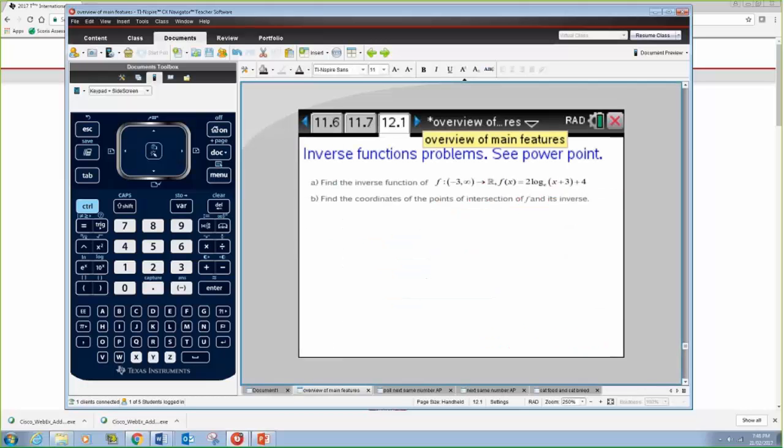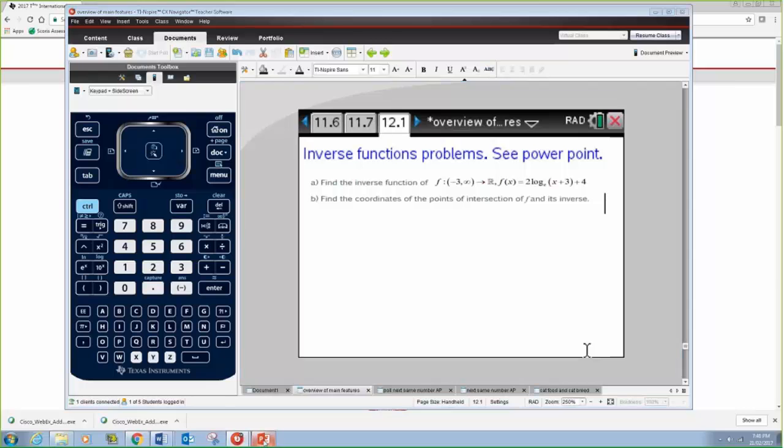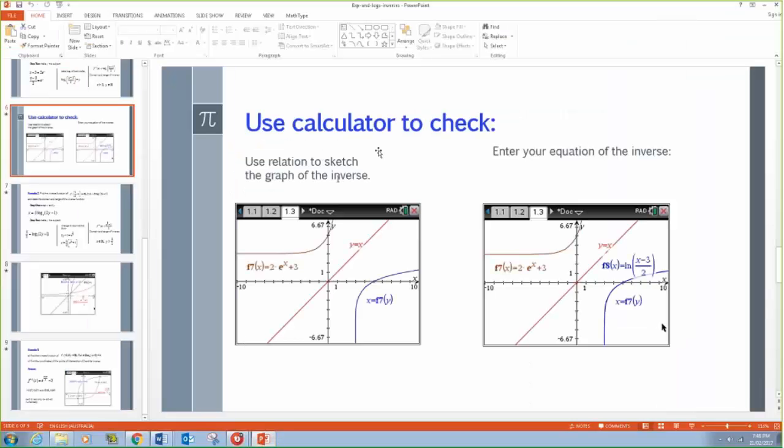Okay, inverse functions problems. If I look at the PowerPoint, the idea here is that, of course, students learn how to find the equation of the inverse function, and they should be aware that the function and its inverse are symmetrical in the line y equals x. So I skip all those introductions, how we teach it, but this is quite a nice activity: once they actually get their equation, they can check whether it is correct by using relation to sketch the graph of the inverse and then entering their own equation of the inverse and checking that those two are the same. So this PowerPoint is in my files as well.